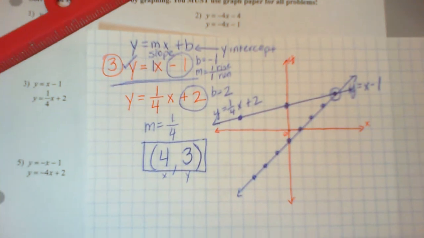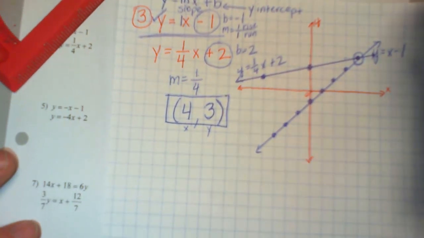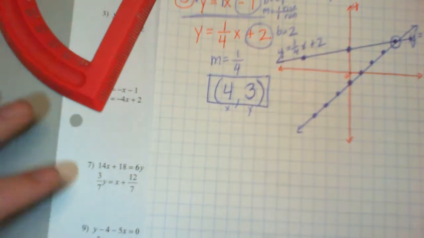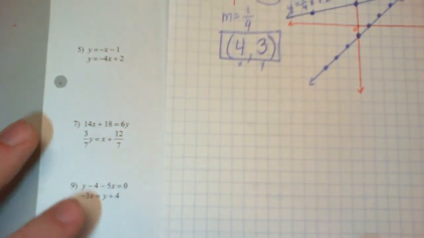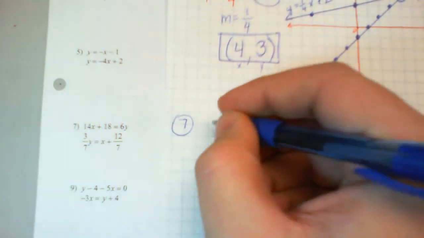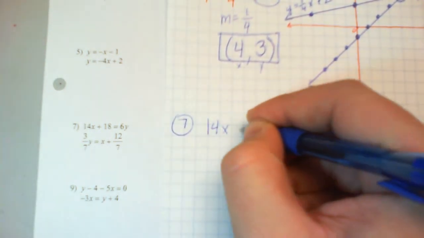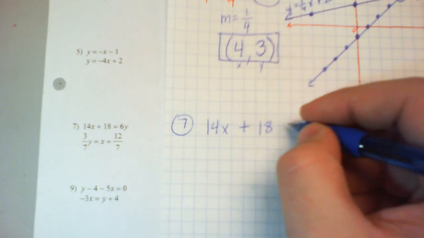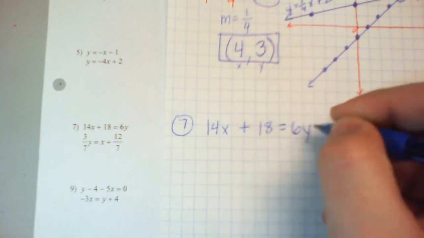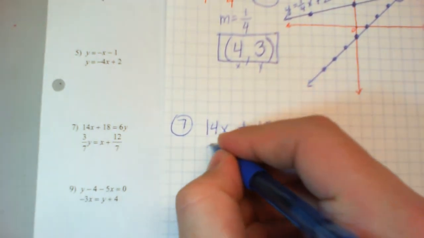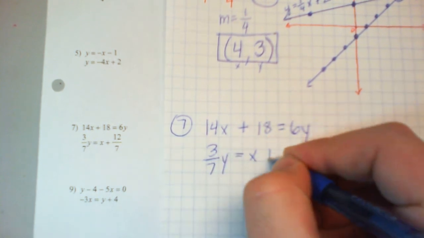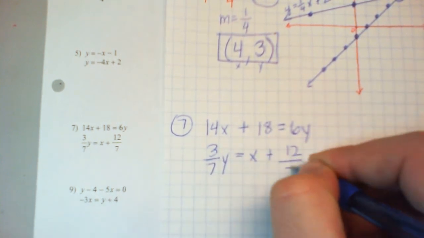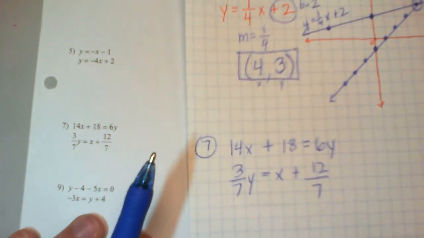Now I'm going to work one more problem tonight. And that's going to be number 7. Number 7 is right down here. So 7 is 14x plus 18 equals 6y. That's the first equation. The second equation is 3/7 y equals x plus 12 over 7. So this is my system of equations.